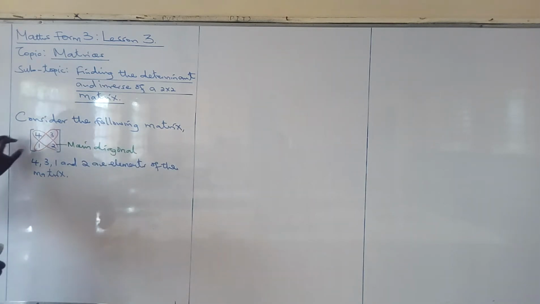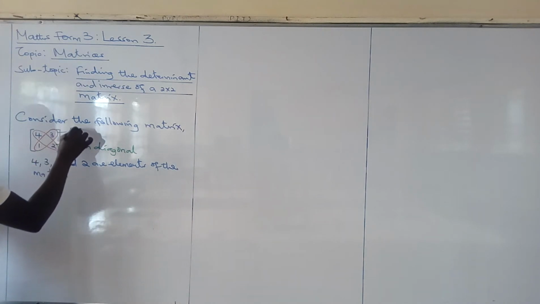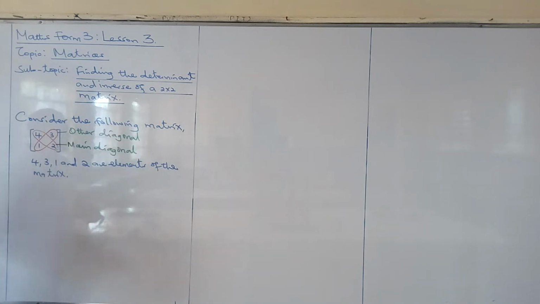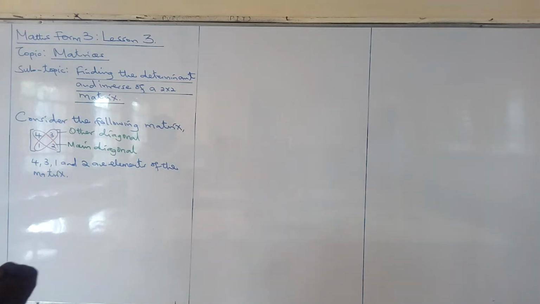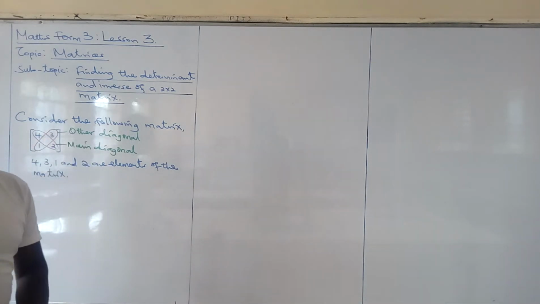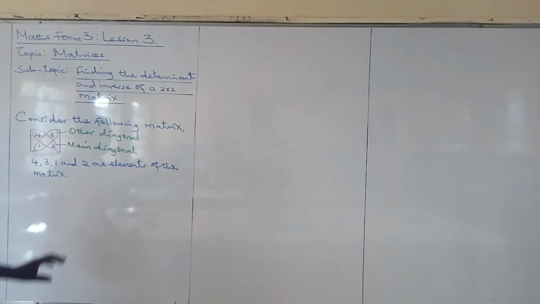The one that is starting from the bottom of our left to the top of our right, we call it other diagonal. That's what we call the other diagonal. So it's good we start by understanding that a 2 by 2 matrix contains elements, it contains main diagonal, and it contains other diagonal.